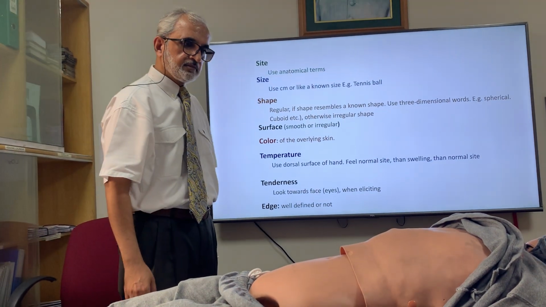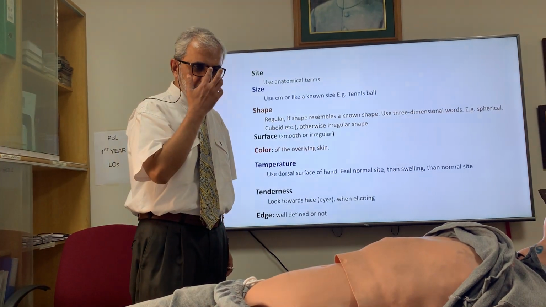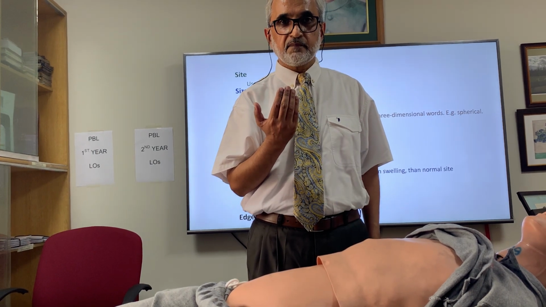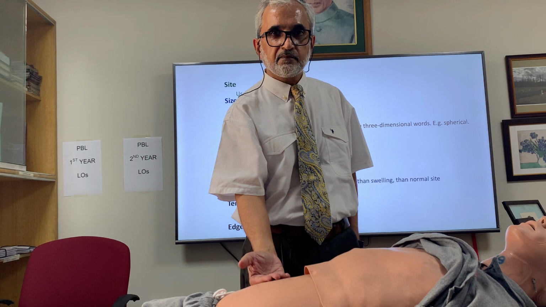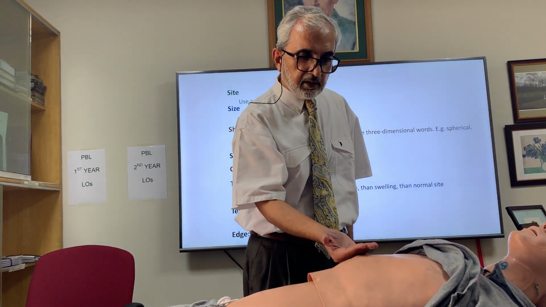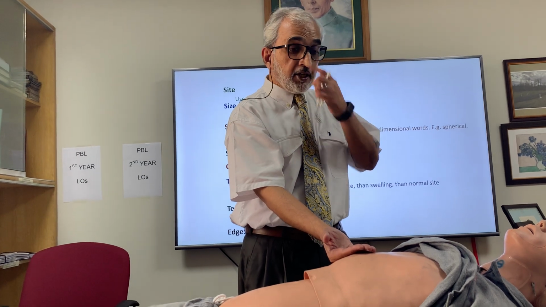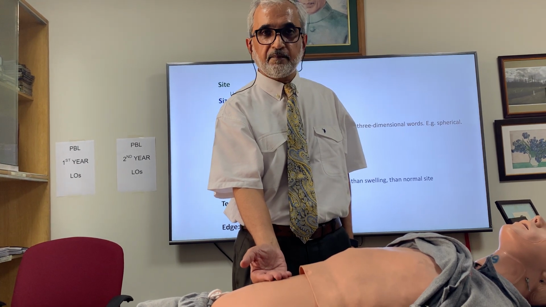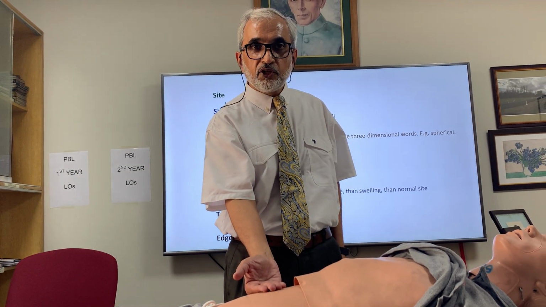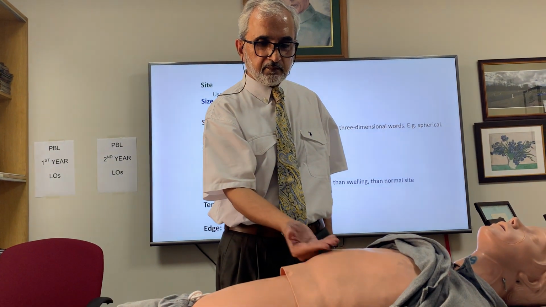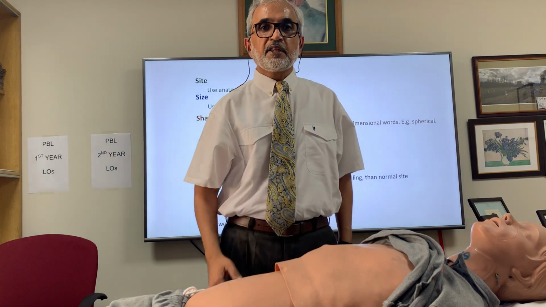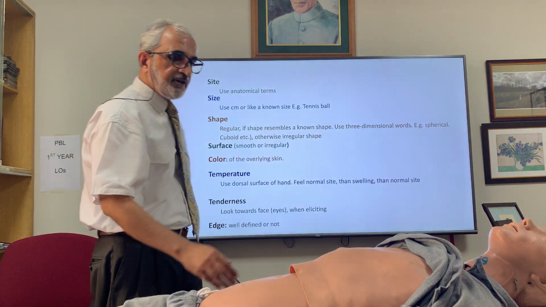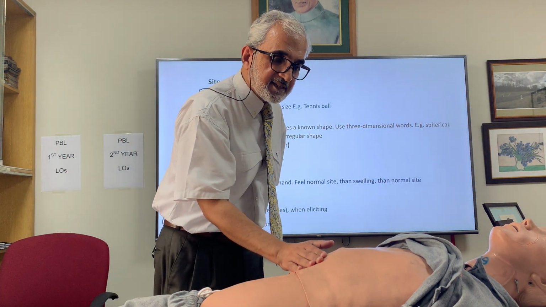Temperature. And the color of skin is pink. Now to see the temperature, one has to use the dorsal surface of the hand. First, you feel the normal part, then keep it over the swelling. And please do not do it fast. Keep it for some time, because it requires some time for your hand skin to feel the temperature. The temperature over the swelling is the same as elsewhere. It's not tender, and when I palpate, it has a distinct edge.